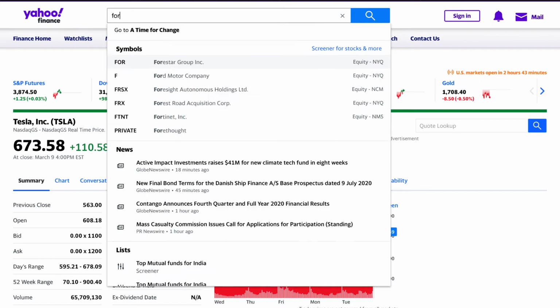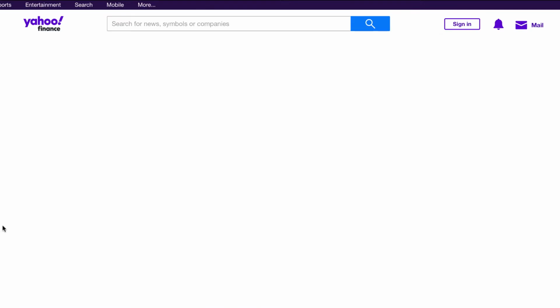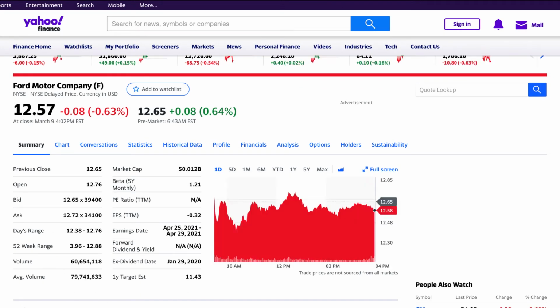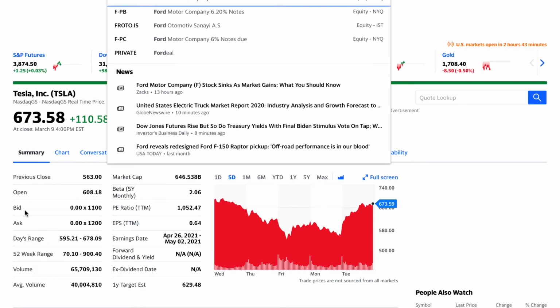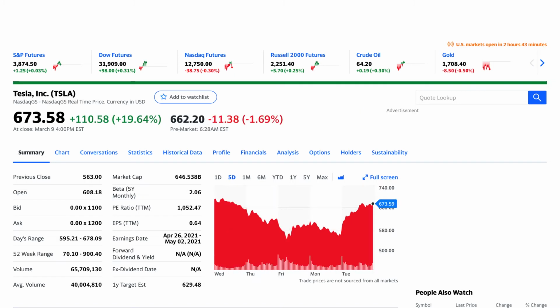Probably not the best comparison, but let's say Ford, just because it's a car company, and let's compare Tesla with another car company. So we've got 60 million trades over here, and Tesla was 65, and the average volume is 40 million for Tesla versus 79 million for Ford. So there's clearly more shares being traded for Ford vis-a-vis Tesla. Okay, let's stick with Tesla again.